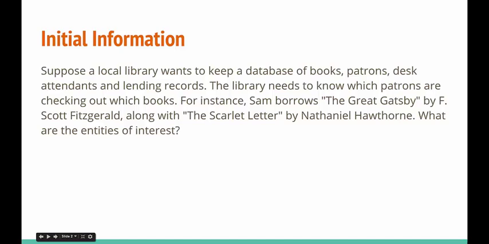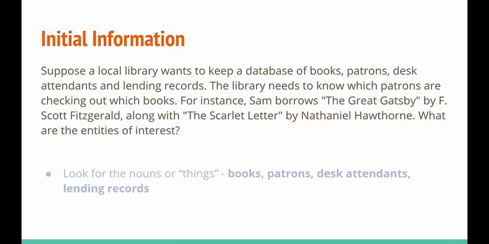The first question we should ask ourselves is, what are the entities of interest? Well, one way in which you can figure this information out is to concentrate on the nouns, or what we might call the things that are talked about. In this case, there are 4: books, patrons, desk attendants, and lending records. So let's begin by creating these entities on an entity relationship diagram in Lucidchart.